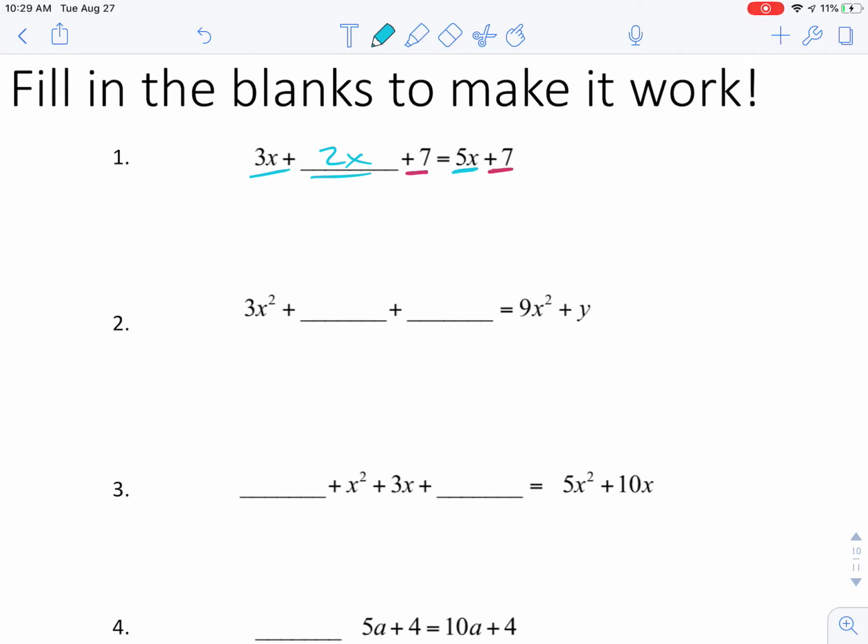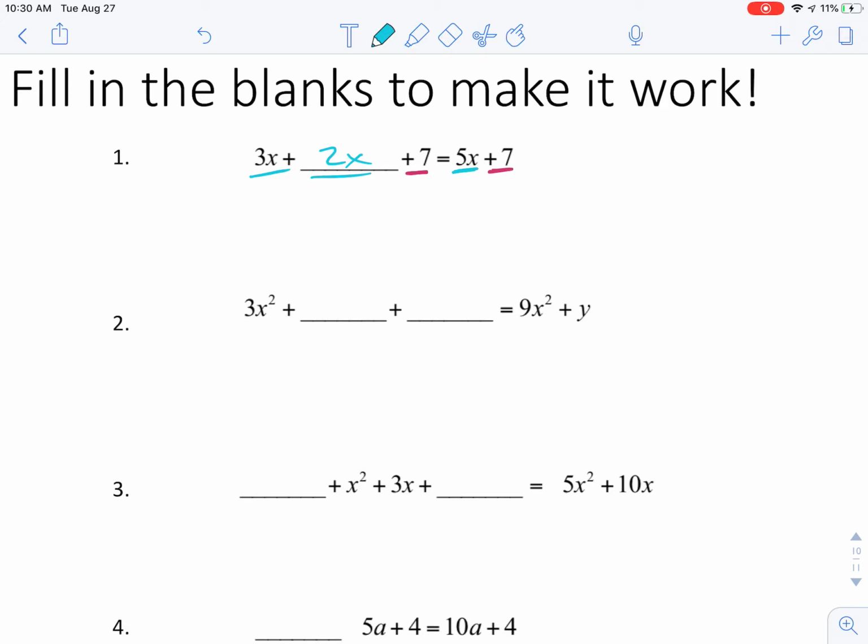All we're doing with these fill in the blanks, which shows up on the test, is putting something there that's going to make the two sides equal to each other. You can try these remaining problems and pause and come back to it, but I'm going to keep going now.